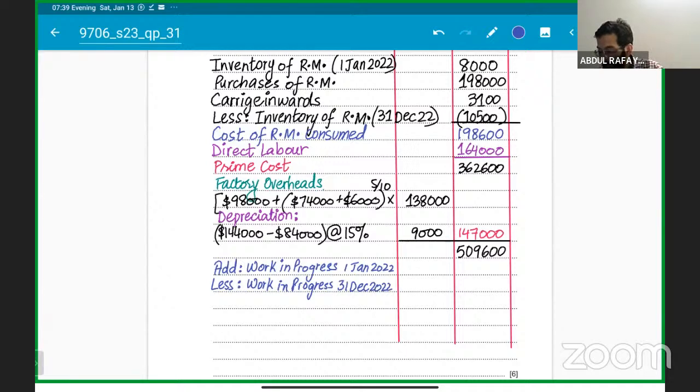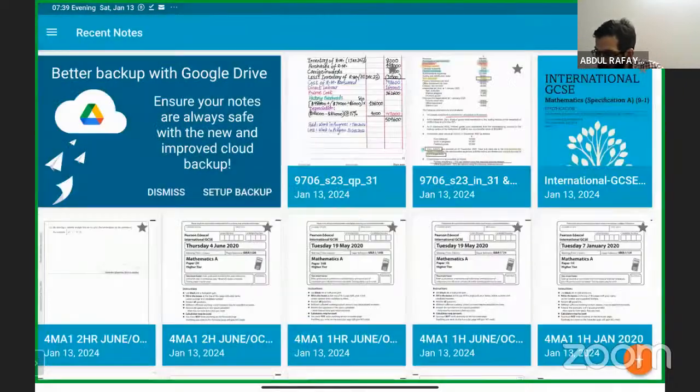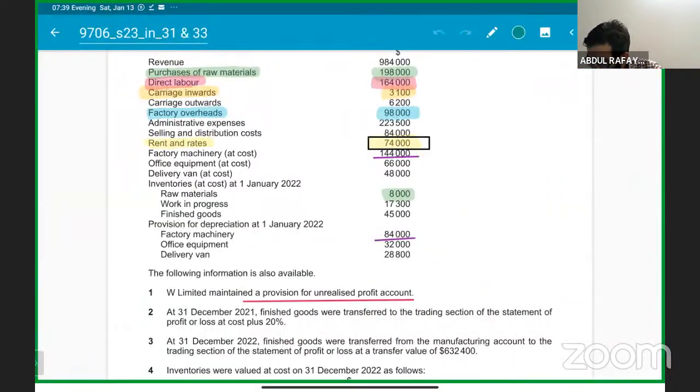Okay, getting it? Following? So here we go, sir. Let's add them. It will be the work in progress opening inventory. Opening inventory of work in progress was how much?